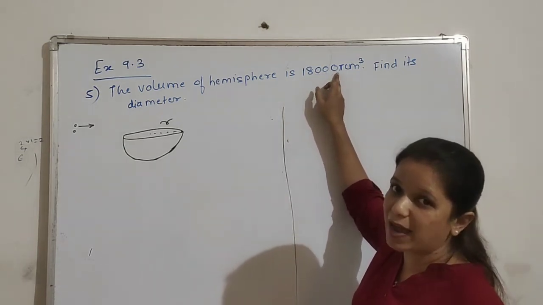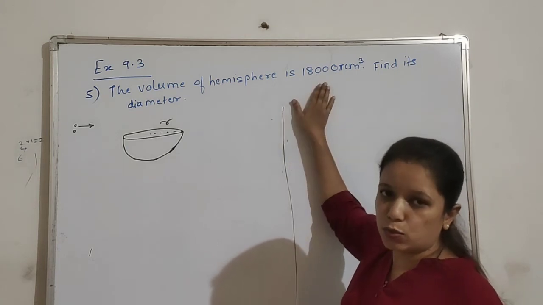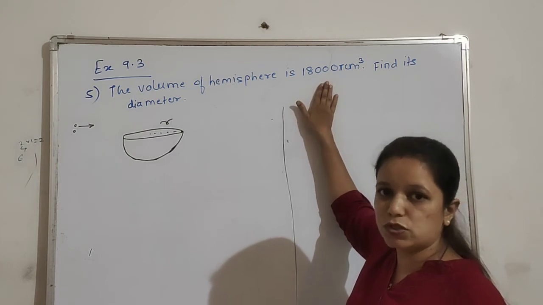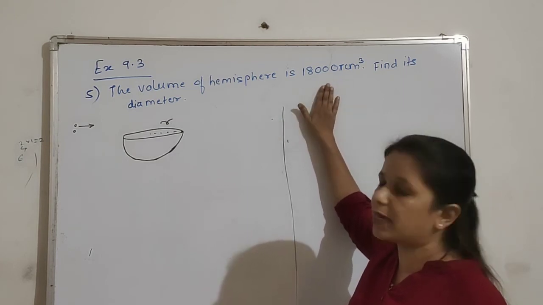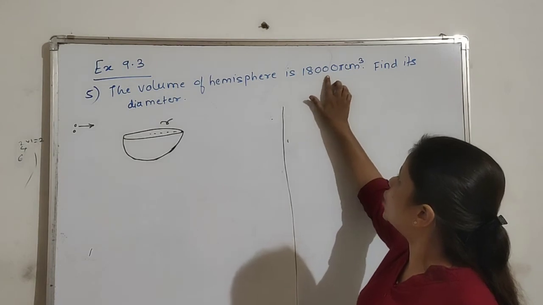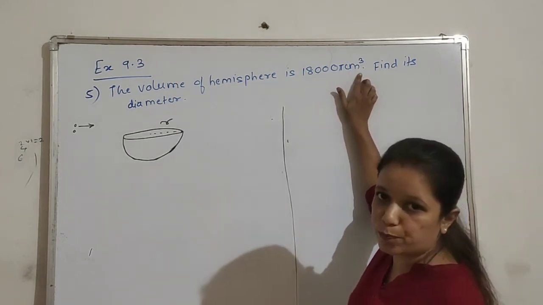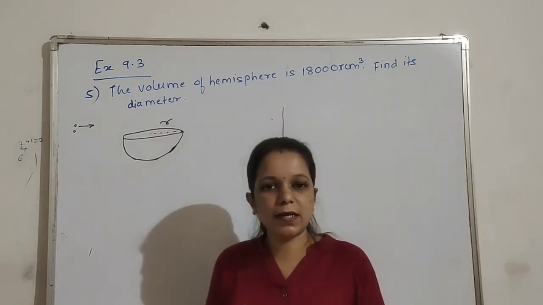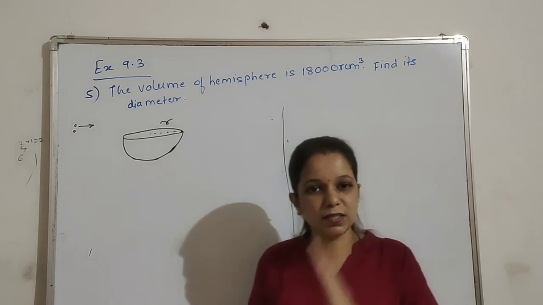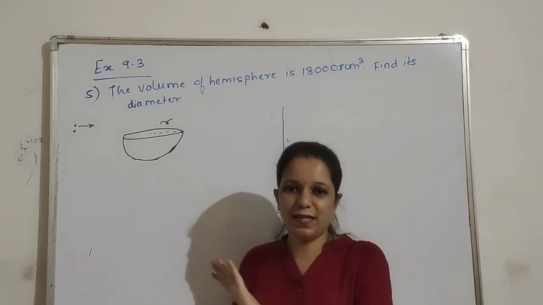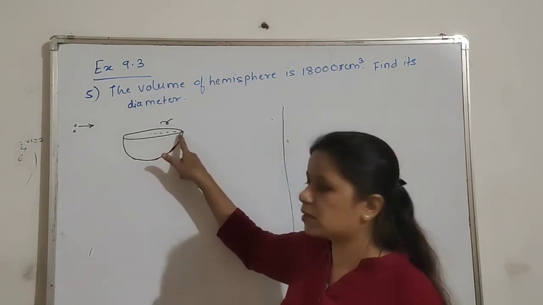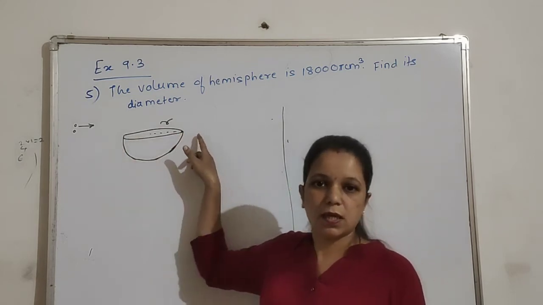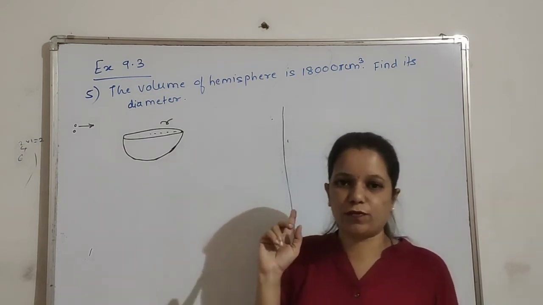18000 and pi is also given. So let it be. You don't need to get afraid of this value or you don't need to get confused. Whatever value is given, we will take it as it is. 18,000 pi centimeter cube. Okay. And find its diameter. Now we directly can't find the diameter. First we have to calculate the radius and twice the radius is diameter. This is radius. Again this is radius.